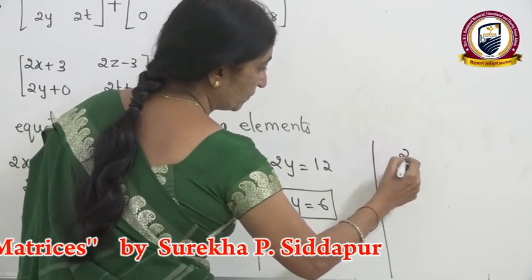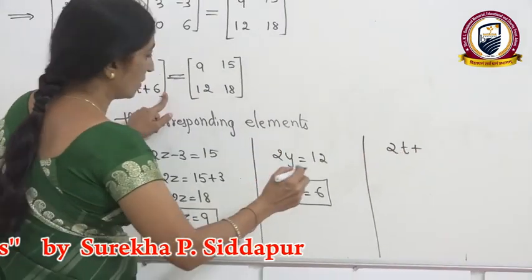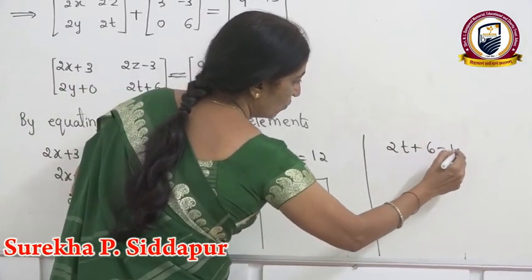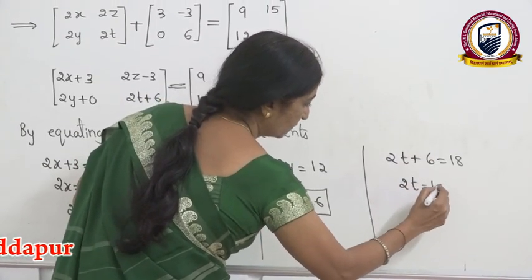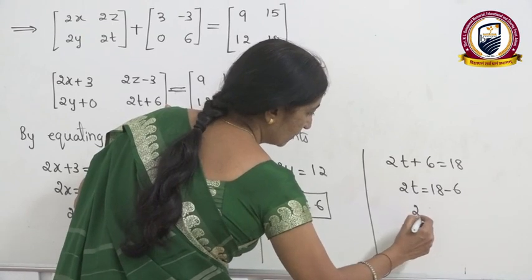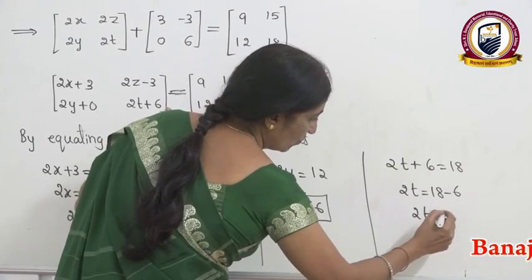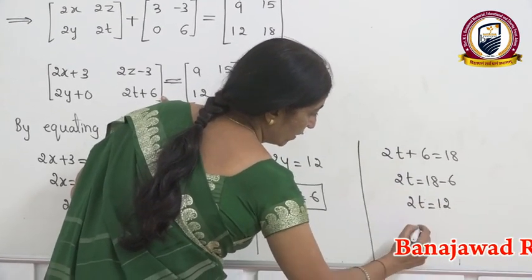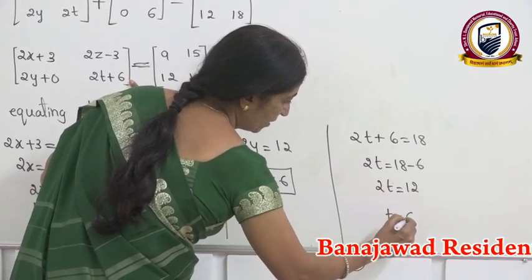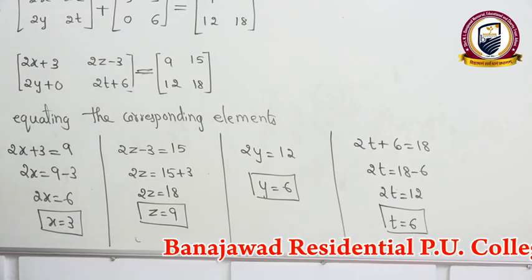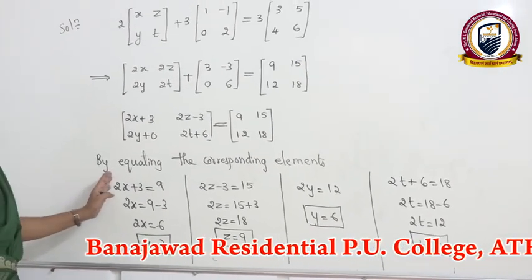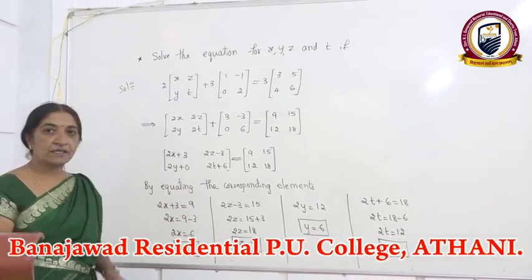2t plus 6 is equal to 18. Take plus 6 to that side. 2t is equal to 12. What is t? t is 6. See how like this we are finding the values of x, y, z and t.